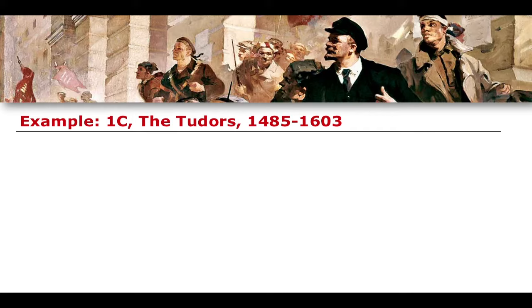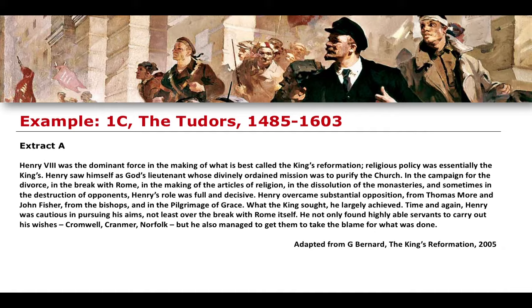Now, I'm going to do one extract because this will take a very long time to work through, but essentially what you would do is duplicate this for each of the other extracts as well. So the extract itself is extract A from the May 2020 exam period. Apologies, just a citation error there. And this is a piece of text that is adapted from J. Bernard in their book from 2005, The King's Reformation. Now the extract says the following.